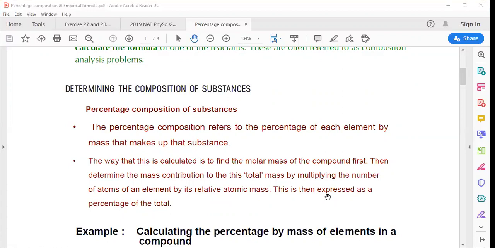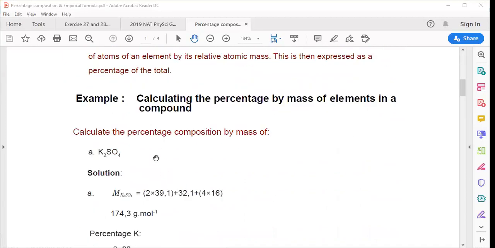Then determine the mass contribution to this total mass by multiplying the number of atoms of an element by its relative atomic mass. So if I want to know the mass for hydrogen, what am I going to do? I ask how many hydrogen atoms I have in water. I've got 2. So it's going to be the mass of those 2 hydrogens over the total, multiplied by 100. This must be expressed as a percentage total. I'll do an example for you to understand.